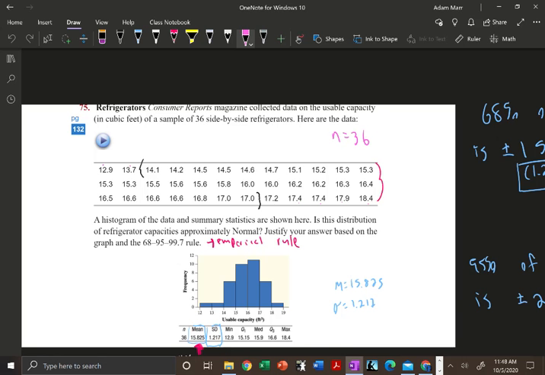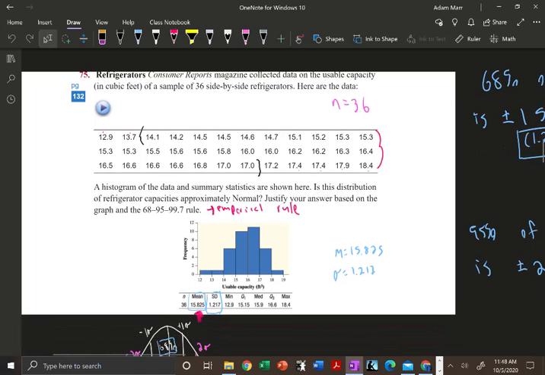The first part of the answer is pretty easy. You can see that the histogram right here does appear to be approximately normal. It looks like a single peak between 16 and 17. So step 2 right here: now we have to base it off the 68, 95, 99.7 rule.